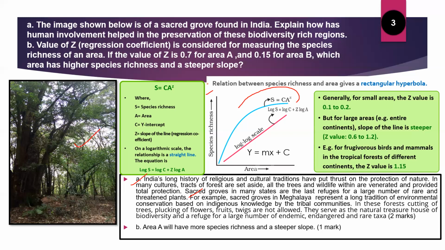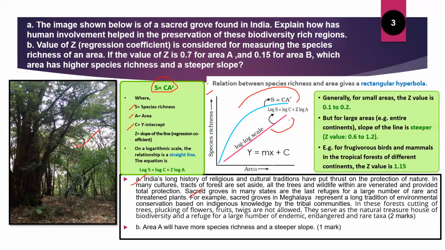represented in blue. S is equal to C A to the power Z. Where S represents species richness, A is the area, C is the y-intercept, and Z is the slope of the line or regression coefficient. So S is equal to C A to the power Z. If we want to write it in logarithmic scale, the relationship is a straight line, which you see here. That is this log scale. Log S is equal to log C plus Z log A. Y is equal to mx plus C, straight line equation.